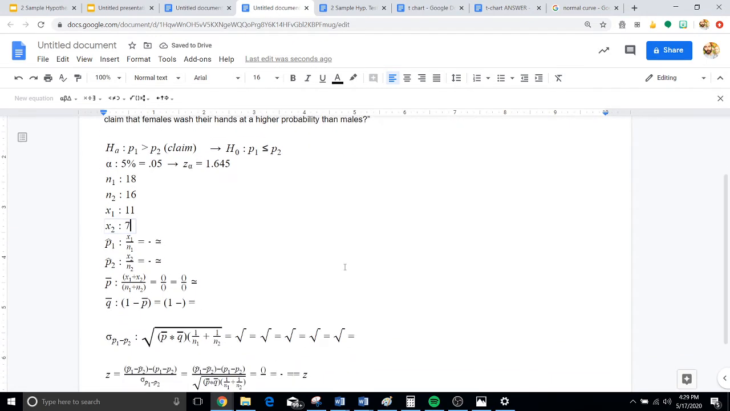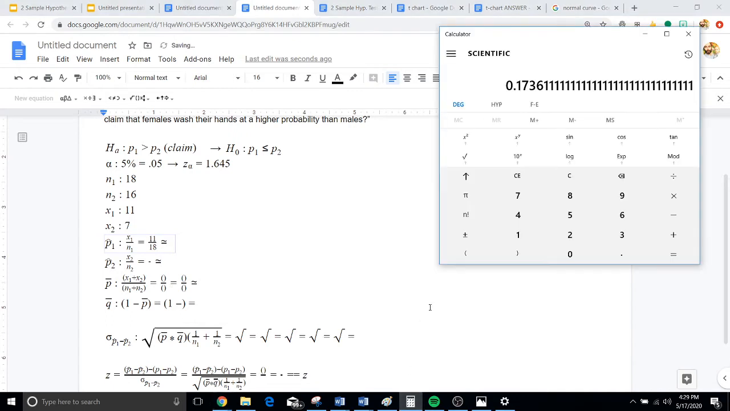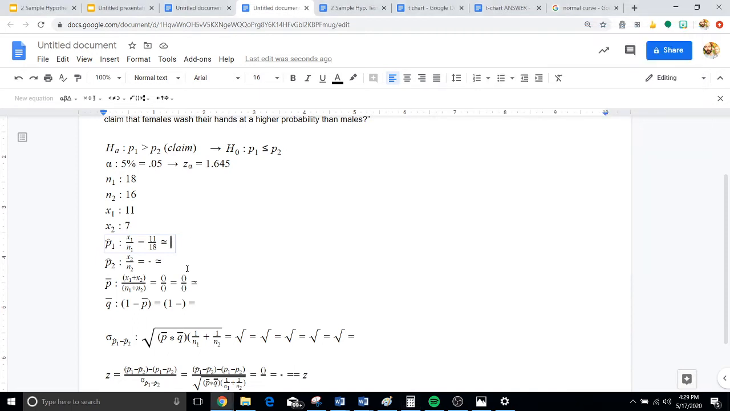Next up, we're going to find our p-hats. So remember, p-hat is just your number of successes divided by your number of samples. So the first is going to be 11 over 18. And we could find out what that is real fast. 11 divided by 18 will give us approximately 0.6 with the 1 repeating. Let's call it 0.61.